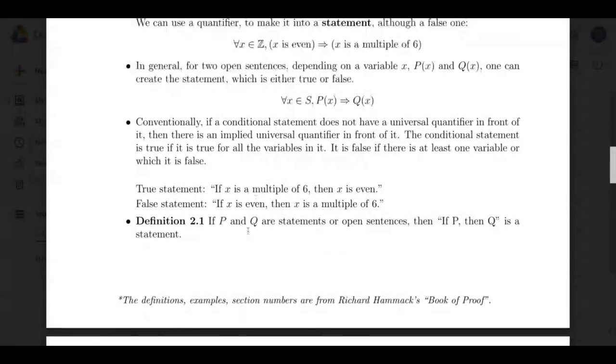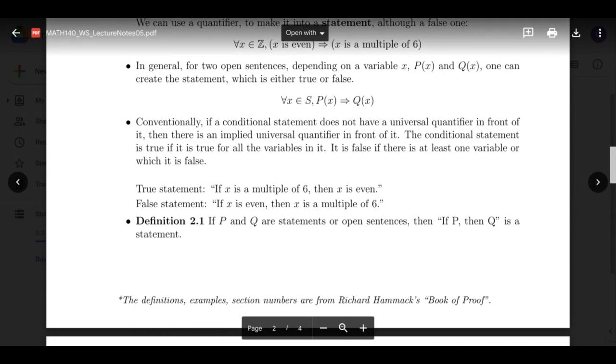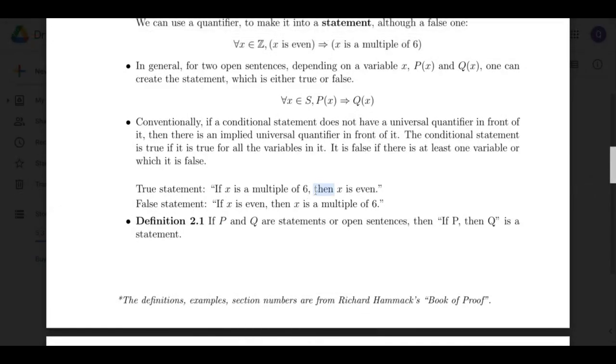But if we do the reverse, it would be false. If x is even, then x is a multiple of 6. That would be a false statement. However, just to remind us of the control positive we talked about last Thursday, if we negate this one, we say if x is not even, then x is not a multiple of 6. That would be true, right? That's called control positive.